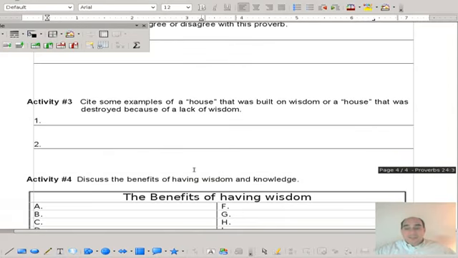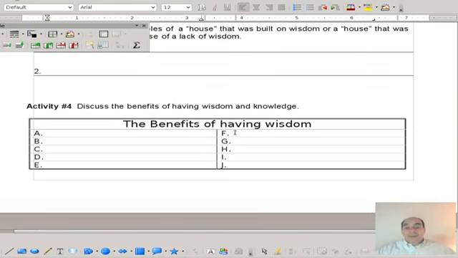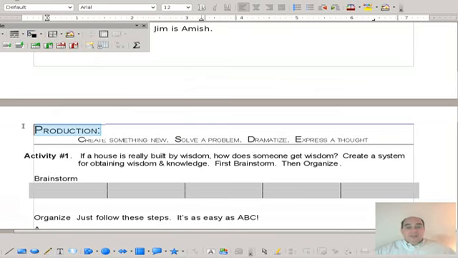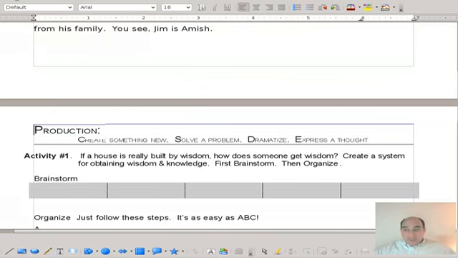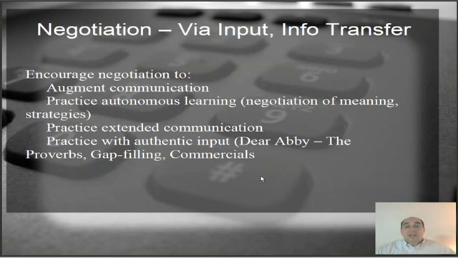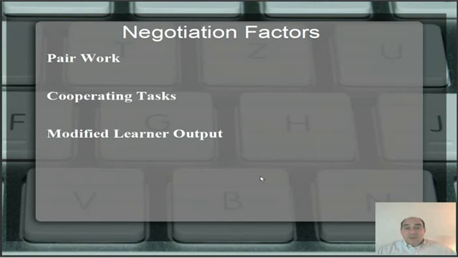Cite some example of a house that was built on wisdom or a house that was destroyed for lack of wisdom. Okay, the benefits of having wisdom. These are just some of the extended things, the production, as I called it, that students could do. The whole point being here is that I'm using a task to help them learn and focus on language, and it does include things like negotiation, like your conversation controlling strategies, just like Nation was a suggestion. So there are a lot of good things that are out there that you can use.